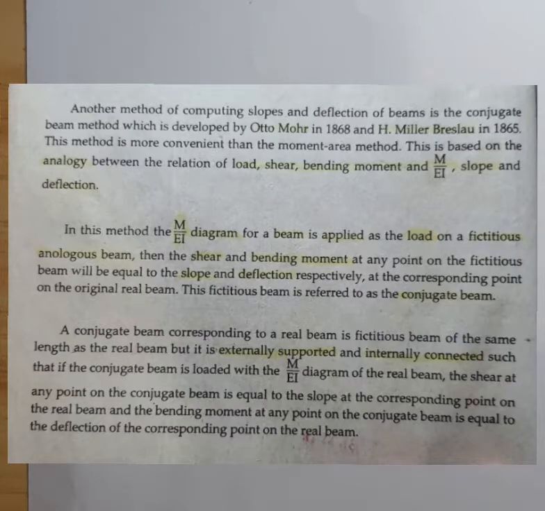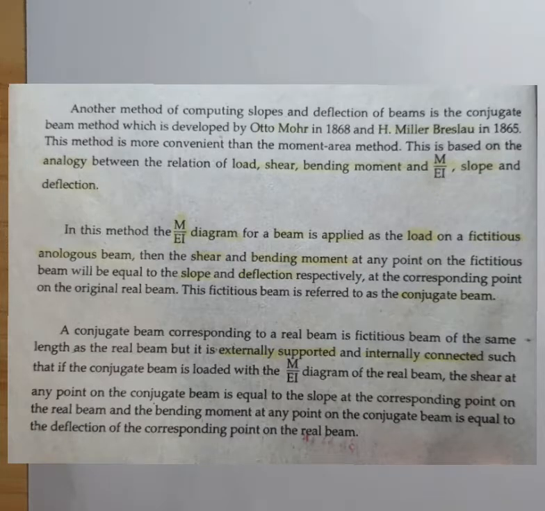This is based on the analogy between the relation of load, shear, bending moment, and M over EI, slope, and deflection. So you can see there are six factors. We have the load, the shear, the bending moment, M over EI, slope, and deflection. They are all analogous, as we will see later.